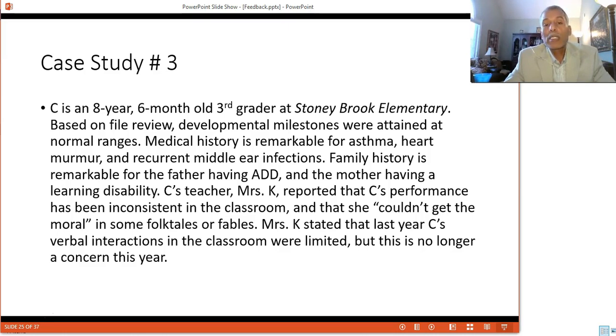C's teacher, Mrs. K, reported that C's performance has been inconsistent in the classroom. Inconsistent. And that she couldn't get the moral or the lesson in some folk tales or fables. Mrs. K stated that last year, C's verbal interactions in the classroom were limited, but this is no longer the case, no longer the concern this year.